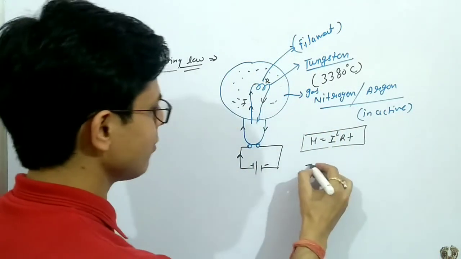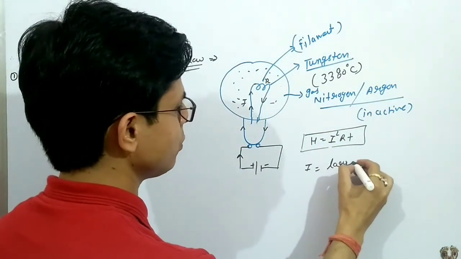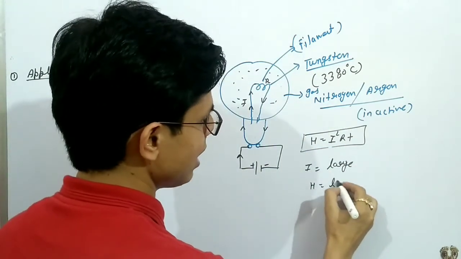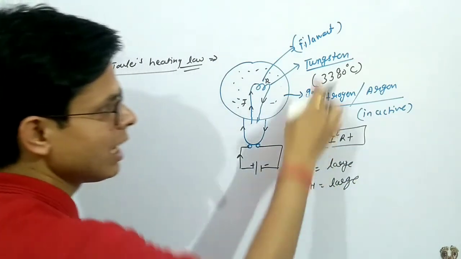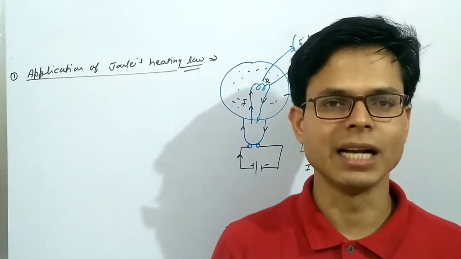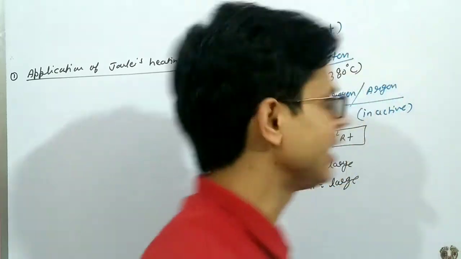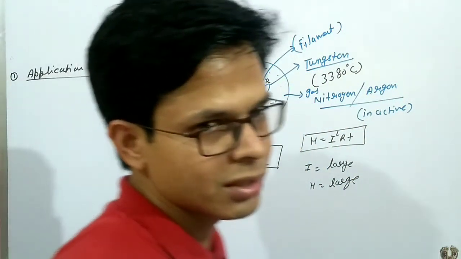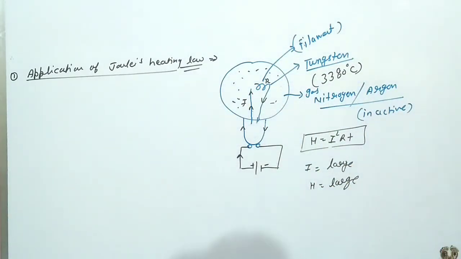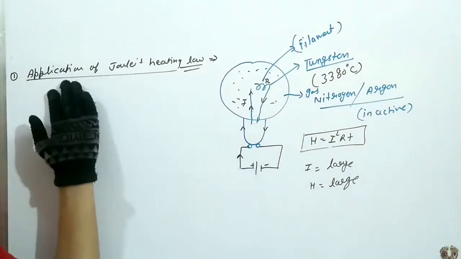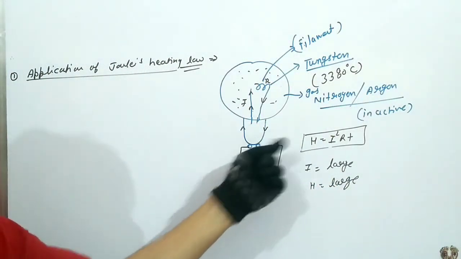When a large current flows, when I is large, H will be large. Yes or no? And the tungsten wire will come to its melting point, and it will melt, and the wire will break. When the wire breaks, the circuit is no longer a closed circuit, and the bulb will be fused. We will say the bulb will fuse. So the working of the bulb is an application of Joule's heating law.